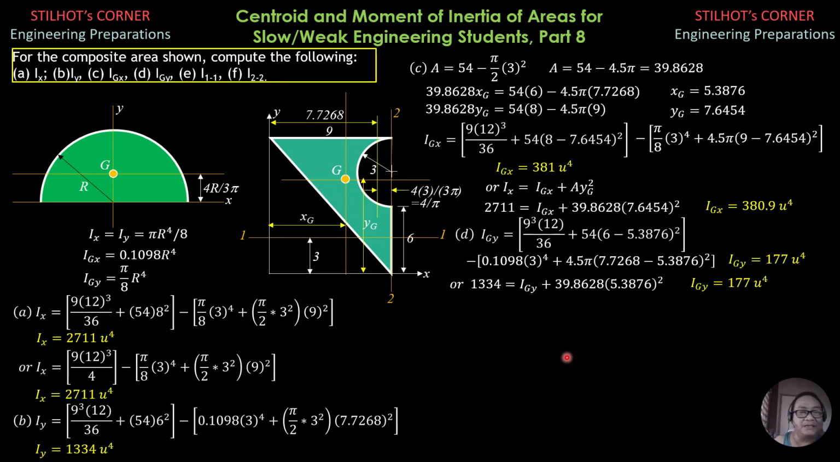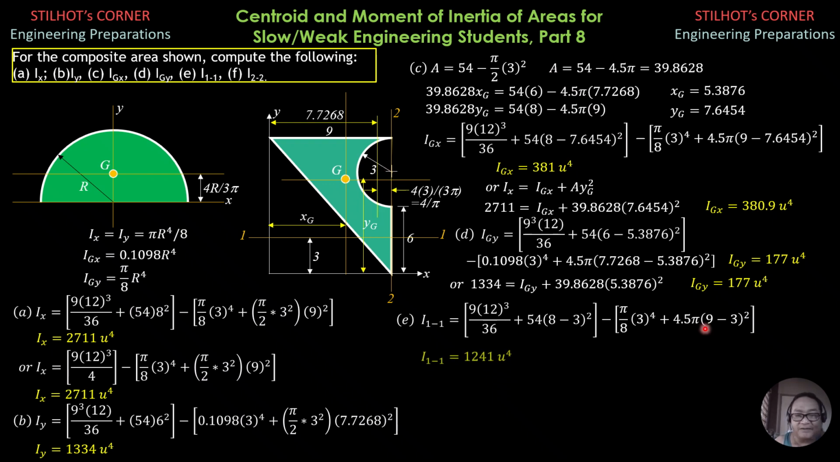Then we proceed to part E, moment of inertia with respect to axis 1-1, which is 3 units above the x-axis. So we transfer its figure to this axis here. IGX of the triangle, which is 9 times 12 cubed over 36, area 54, and the distance is quantity 8 minus 3 square, where 8 is the centroidal x-axis of the triangle from the x-axis, and 3 is this distance to axis 1-1, so that's why we transfer. So 8 minus 3 quantity square, minus for the semicircle pi over 8 r to the fourth, then area 4.5 pi, distance is 9, centroid there is 9, then minus 3 quantity square. So calculating, it is 1241 units to the fourth.